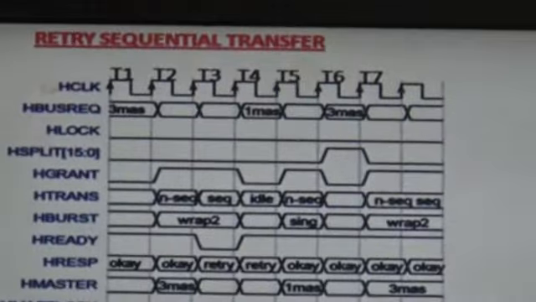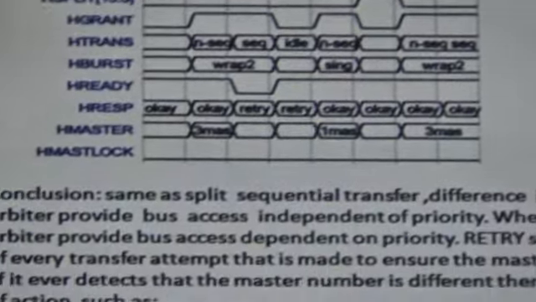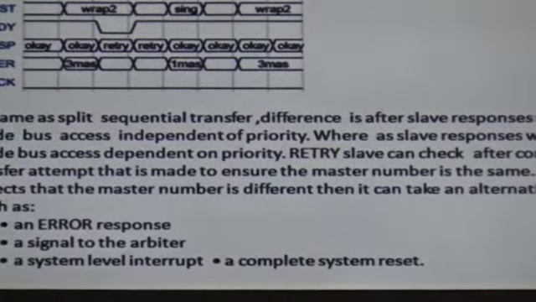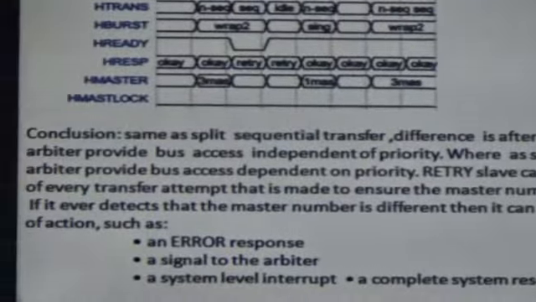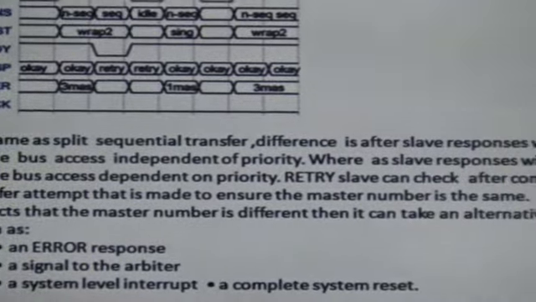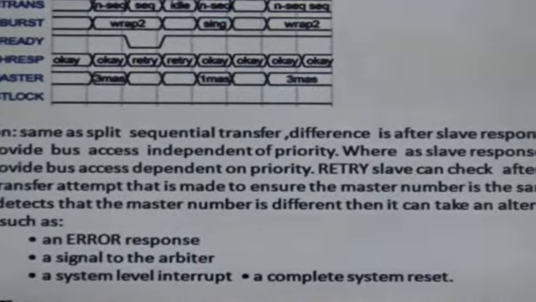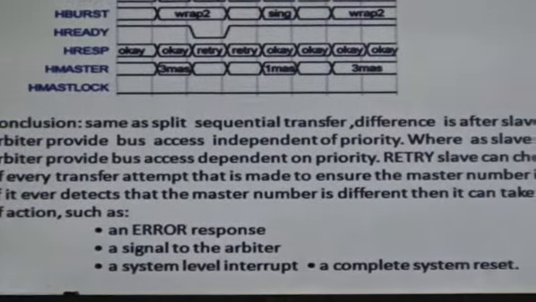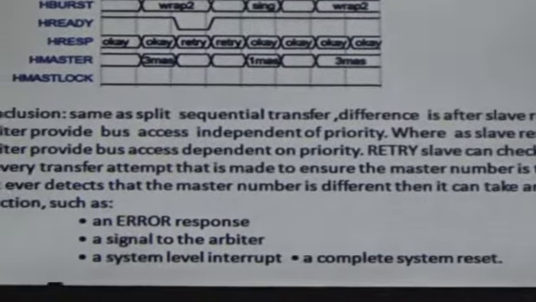Now we are going to discuss retry sequential transfer. Initially we will see the conclusions. It is the same as split. The sequential transfer differs in that after the slave responds with split, the arbiter provides bus access independent of priority, whereas after the slave responds with retry, the arbiter provides bus access dependent on priority. The retry slave can check after completion of every transfer attempt that the master number is the same. If it ever detects otherwise, it gives the same four responses.